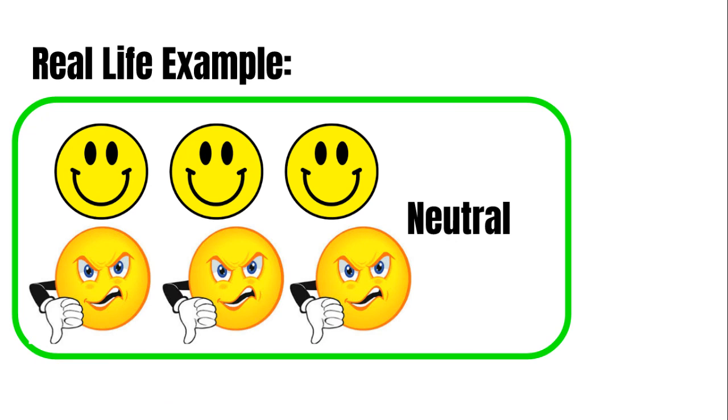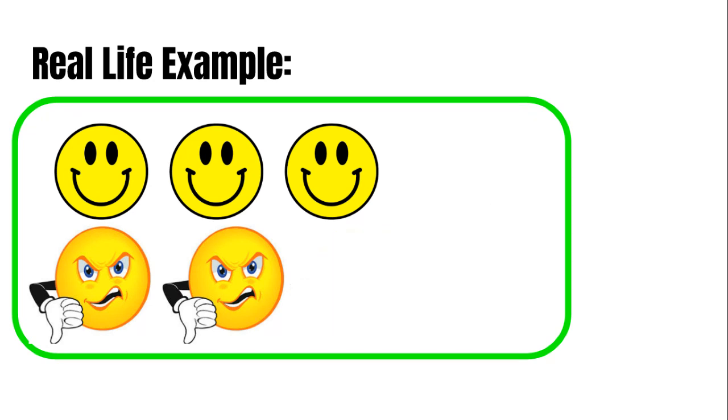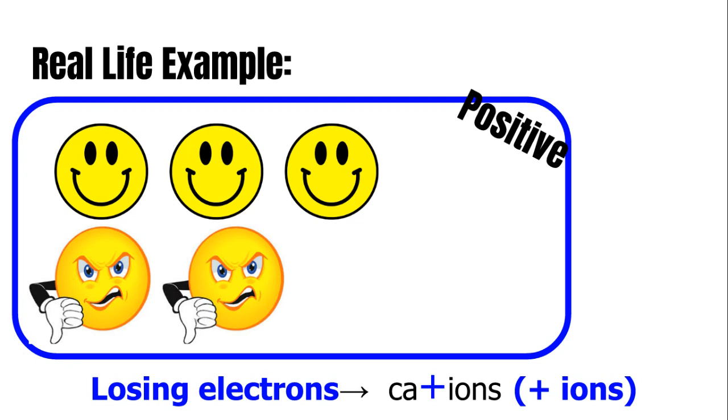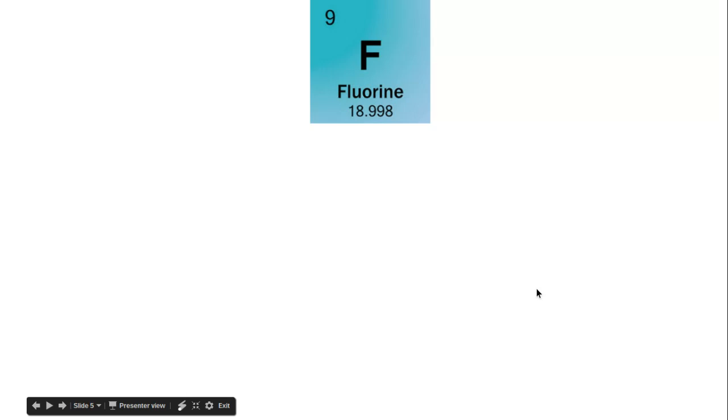Now, the next thing is we have a neutral group, but this time we're going to get rid of an electron. So at this point, I have 3 positive people in my group, but I only have 2 negative. So my overall group is now positive, and this is what cations are. So when you lose negativity, or you lose electrons, you become cations and you become positive. All right, so hopefully that makes a little bit more sense, but now let's go into how to make these.